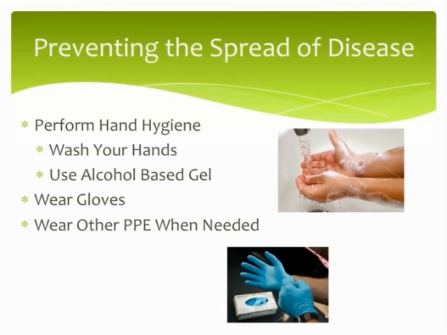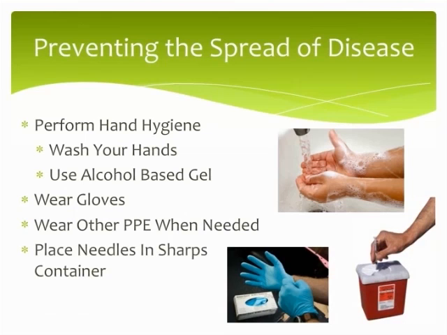Caregivers are encouraged to wear other types of PPE when needed, such as masks, gowns, and goggles. We'll discuss more about PPE later in this presentation. Lastly, placing needles or other sharp objects, such as broken glass, in the sharps container also helps to prevent the spread of disease.